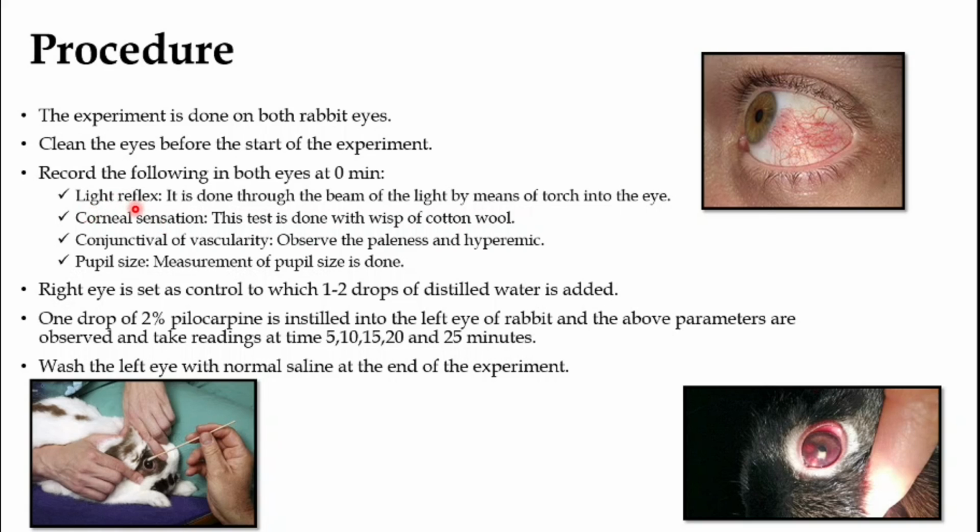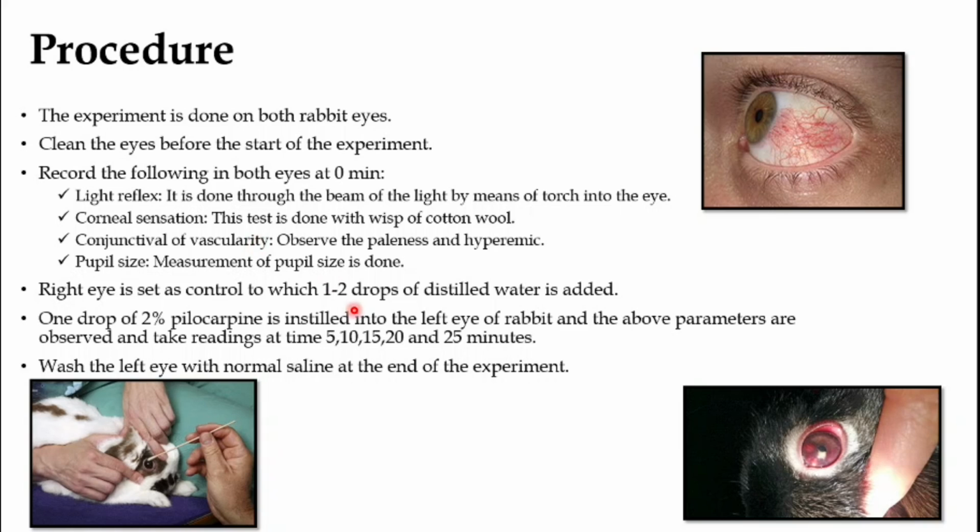What you will observe before you give the drug to the animal, you will observe the light reflex in the rabbit eye. And how will you observe the light reflex? You will shine the light with the torch into the rabbit eye, and if there is a pupillary constriction, then the light reflex is positive. But if there is no pupillary constriction upon the shining of the light in the rabbit eye, then the light reflex is negative.